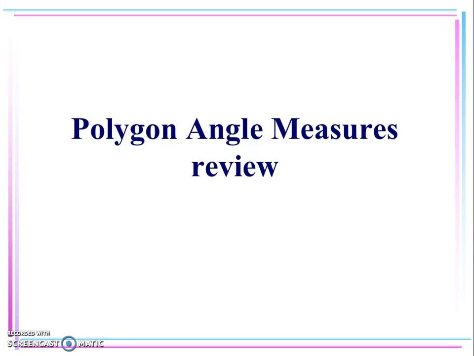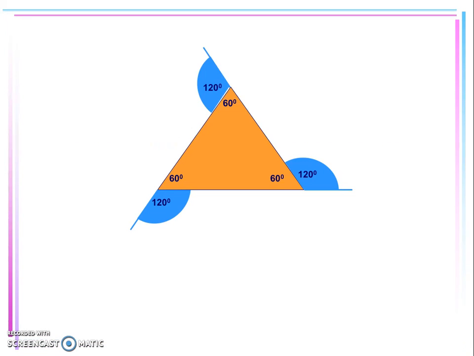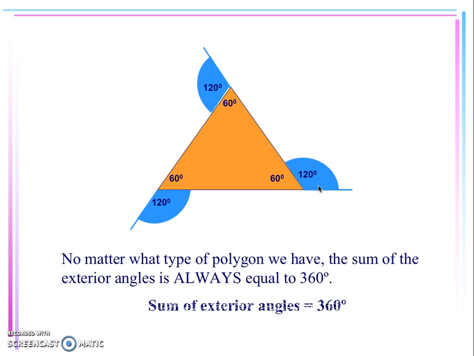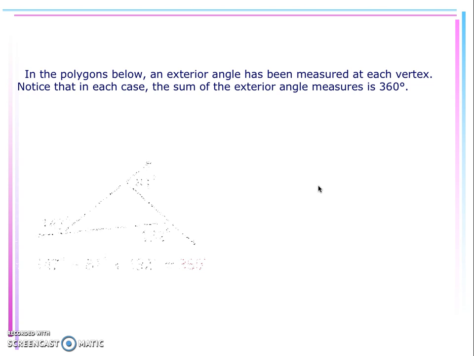Hey, today we're going to review polygon angle measures, alright? Remember, the internal angles in a triangle always equal 180 degrees. The external angles, no matter what type of regular polygon, or no matter what type of polygon you have, equal 360 degrees. Right? The sum of the exterior angles is always 360.